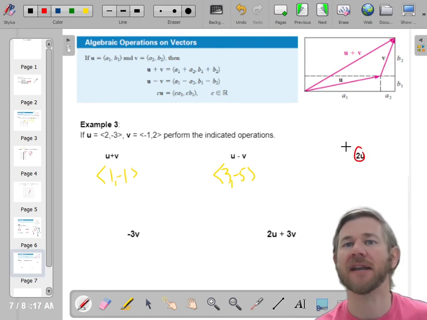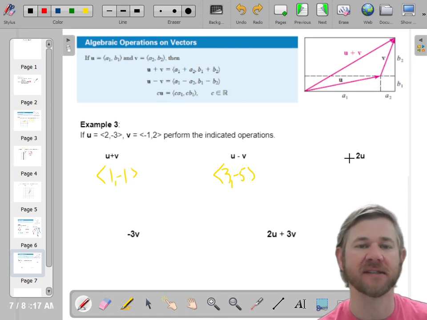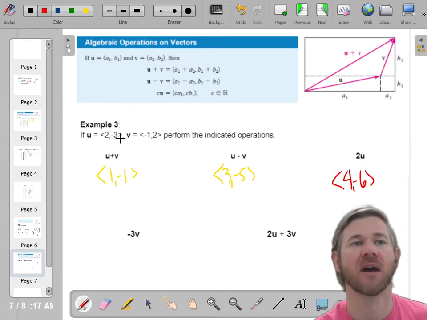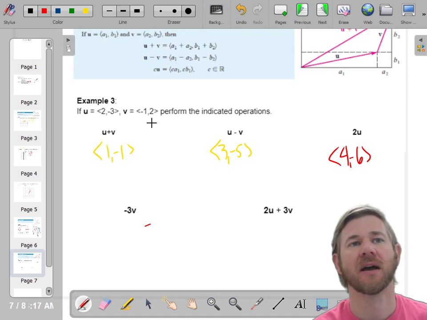If you multiply by a number, that's called a scalar. 2 is a scalar. You multiply a vector times a scalar. 2 times, you just double it, say do it twice. So 4, -6 would be 2 times this vector. -3 times v: -3 times -1 is +3, and -3 times 2 is -6.